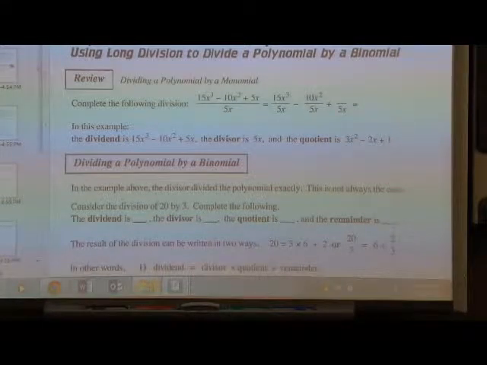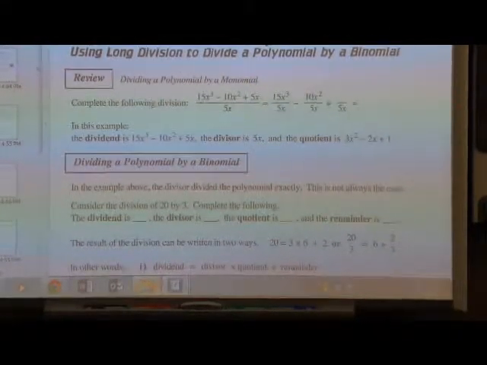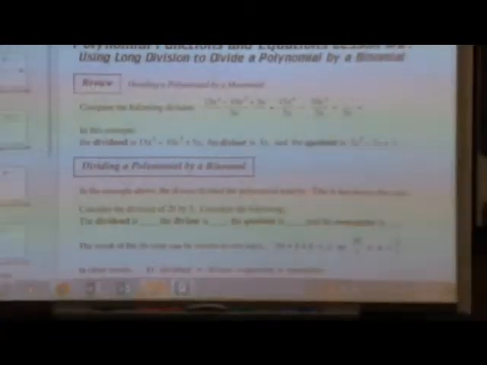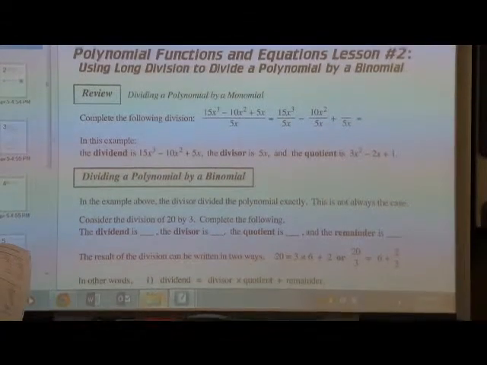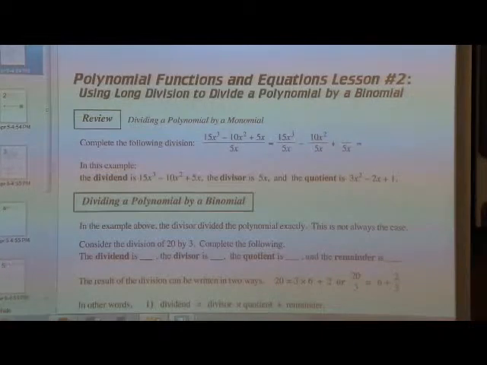Okay, lesson number 2 is using long division to divide a polynomial by a binomial. The purpose of learning division with polynomials is so that we can factor these polynomials. Because when we factor the polynomials, we can sketch the polynomials, and we can determine certain aspects about these polynomial functions.